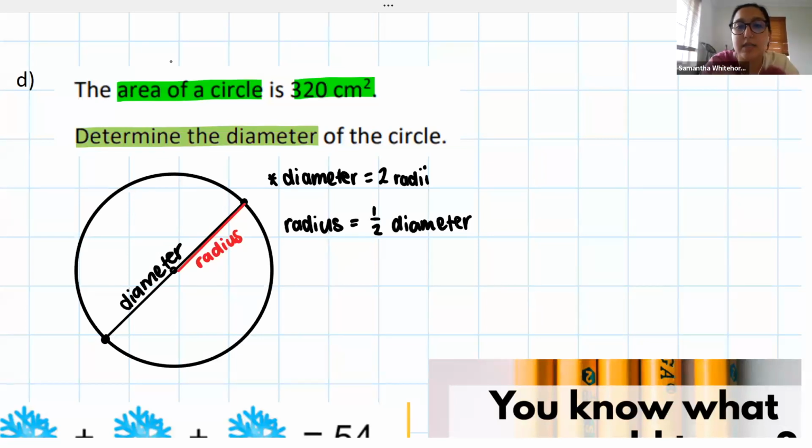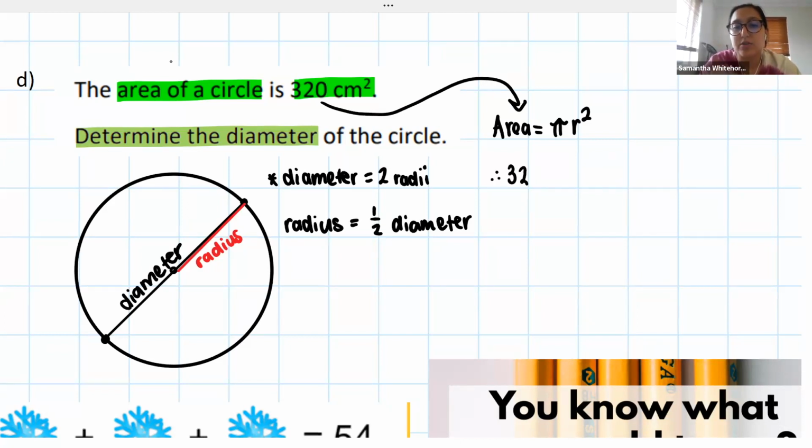Now, really importantly here, guys, we were given the area. Now, the area of a circle is equal to pi r squared. And I have given you the area of the circle. So what we're going to do is take the area that we know and sub it in. So we know that the area is 320 centimeters squared, and that would be equal to pi r squared. Same as what we did with the square, exactly the same. Okay, you're subbing in and you're going to solve for your unknown.